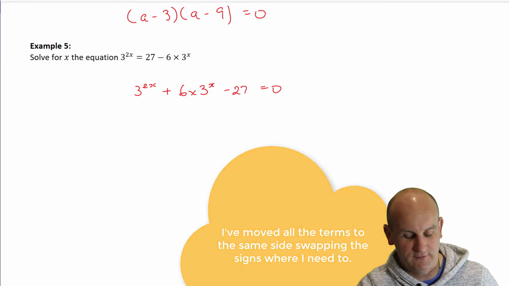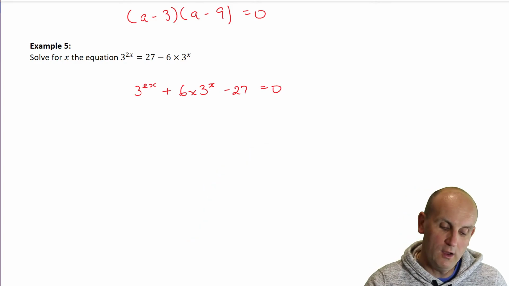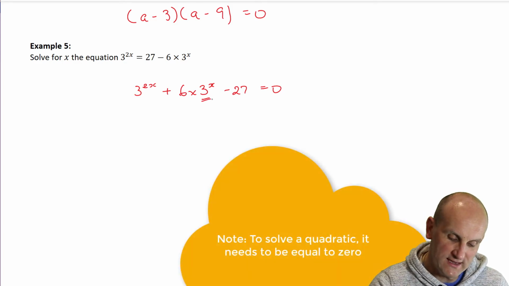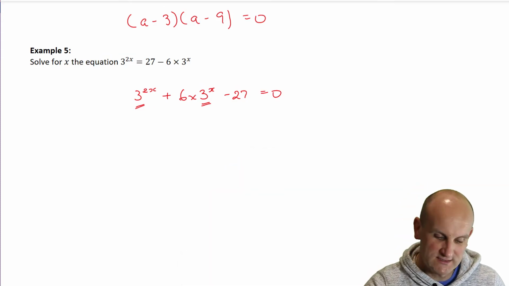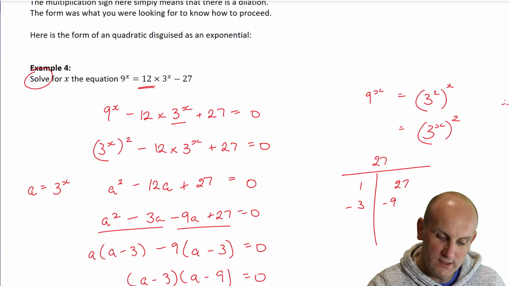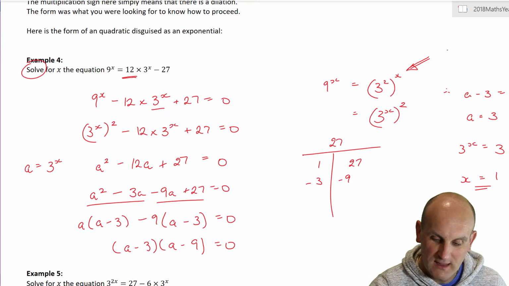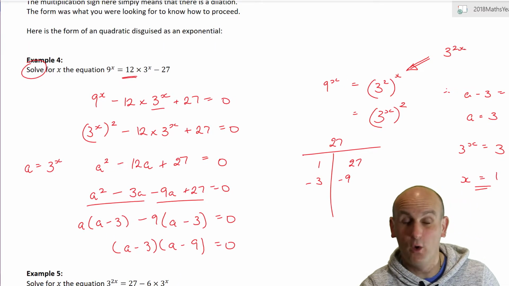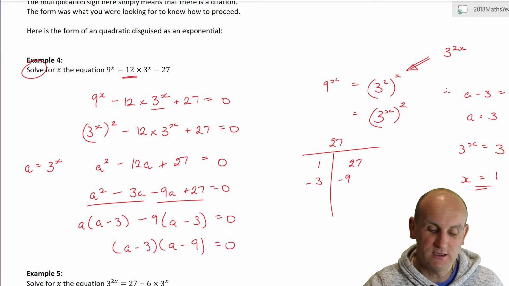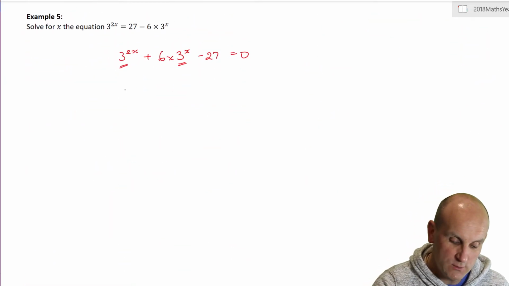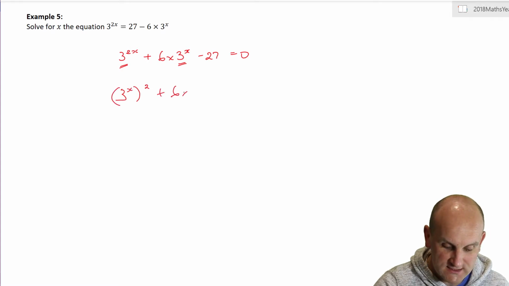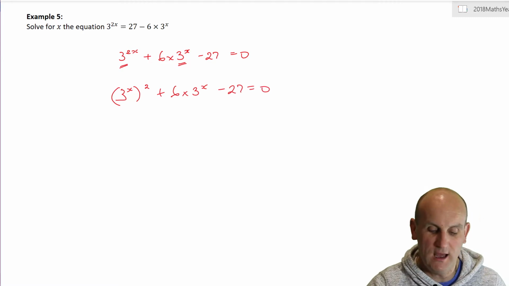Now, seeing that 27 again, don't get fooled into thinking it's the same thing, right? Because it's slightly different. I've got 6. Hold on a moment. They've got 3 to the power of x here, but they've got 3 to the power of 2x. Well, again, go back to this previous example. Remember when I told you that we could write this as 3 to the power of 2x, but we didn't want to? Well, the point of it is now you're going to split it up. We know that powers of powers can be written different ways. So I can write this (3 to the power of x) squared plus 6 times 3 to the power of x minus 27 equals 0.